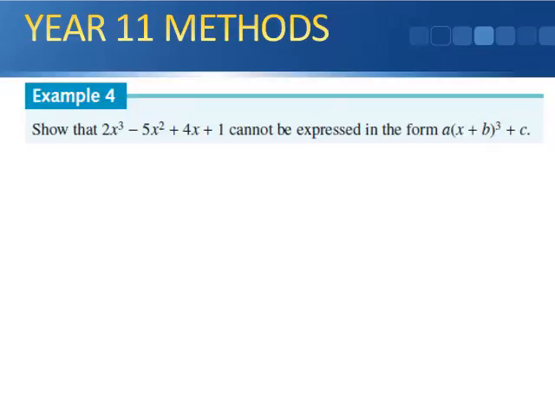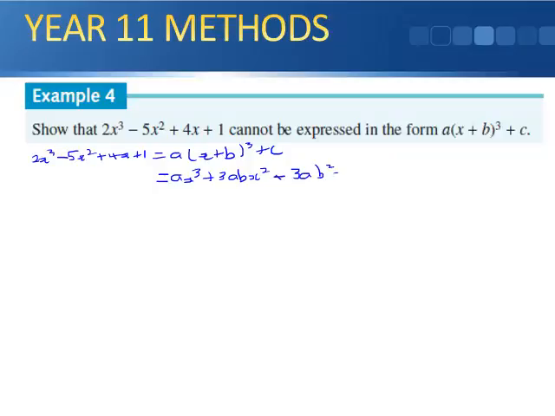Example 4. Show that 2x cubed minus 5x squared plus 4x plus 1 cannot be expressed in that form. Okay, so let's pretend that it can. 2x cubed minus 5x squared plus 4x plus 1 equals (ax plus b) cubed plus c. We'll expand the right hand side and collect the like terms as usual, so I get a cubed x cubed plus 3a squared b x squared plus 3ab squared x plus b cubed plus c.